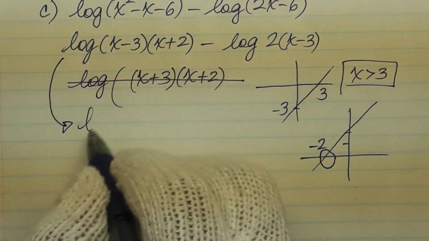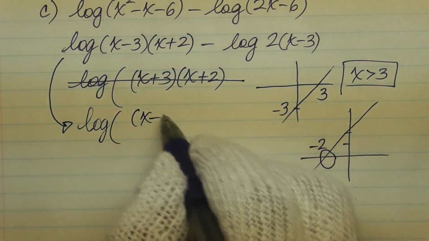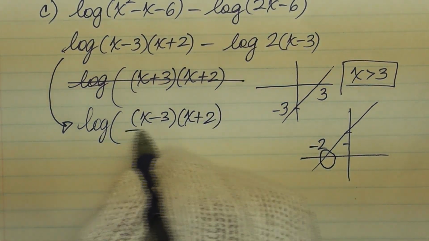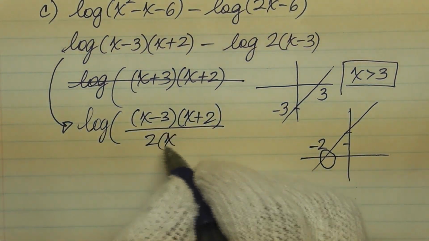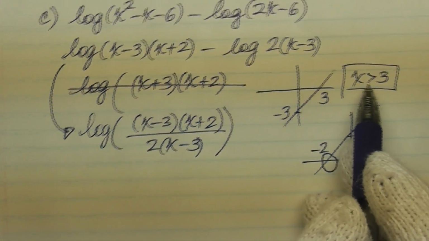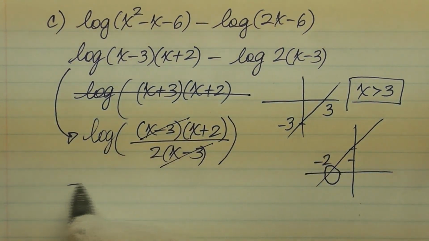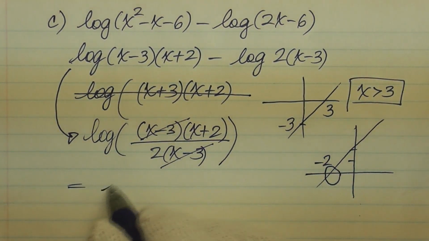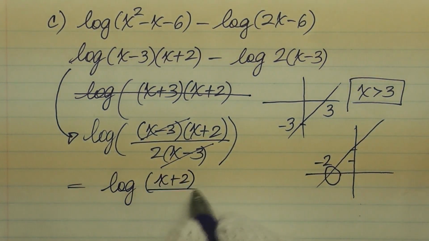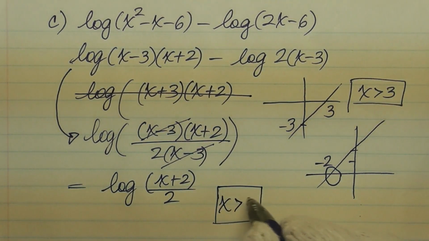Now, this becomes log of brackets (x minus 3)(x plus 2) over (2x minus 6). Since x is greater than 3, this is not 0. That's going to give us log of (x plus 2) over 2. And our restriction is x is greater than 3.